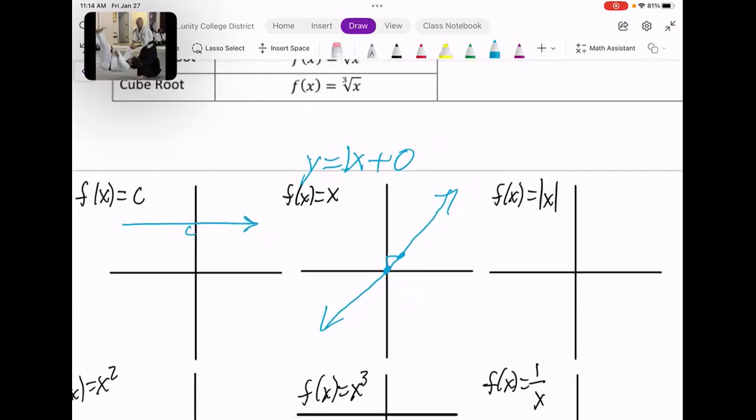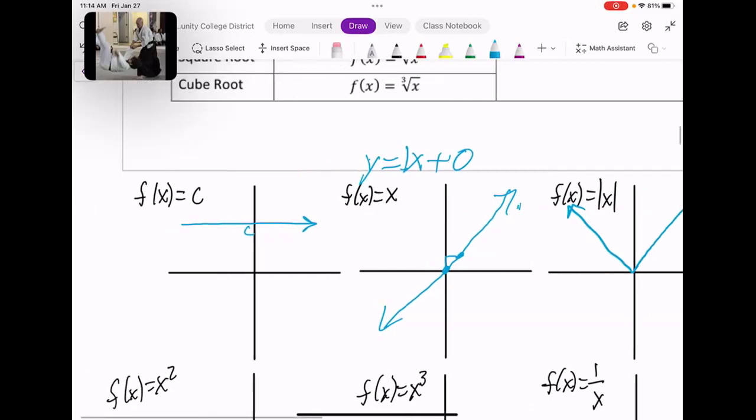For our absolute value, we end up with, these are supposed to be straight lines, pardon me. This line here is actually the same as this line over here. But when it hits the x-axis, because of the definition of absolute value, its slope becomes negative, and all the y values we can see are going to be positive here.